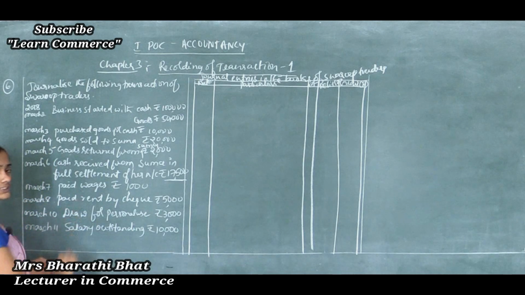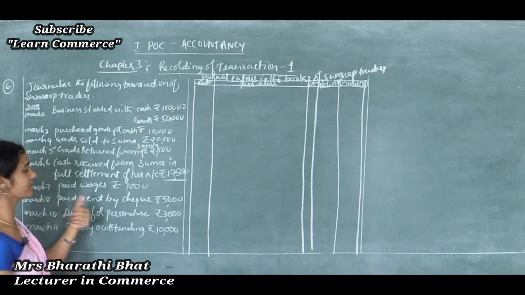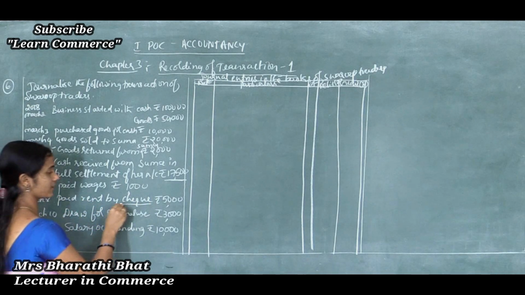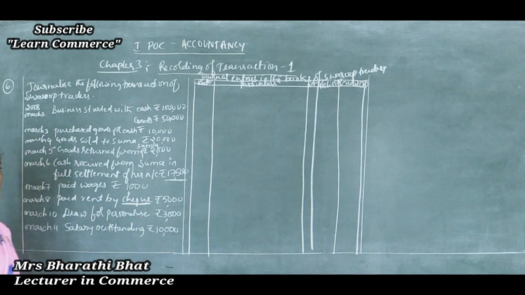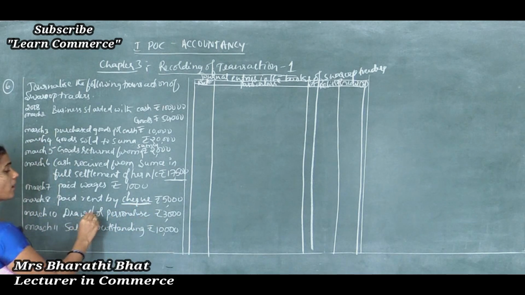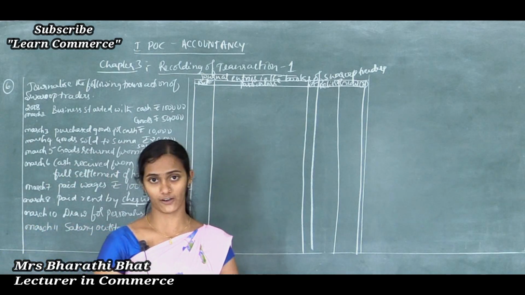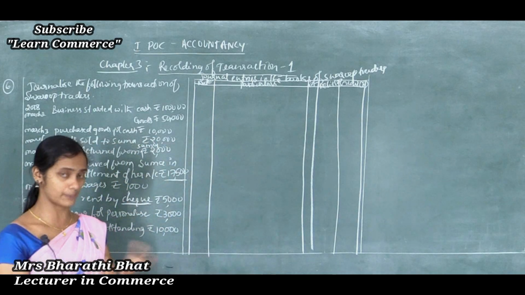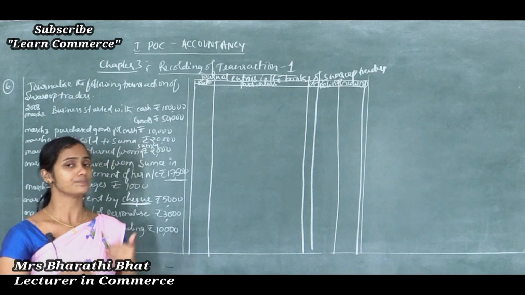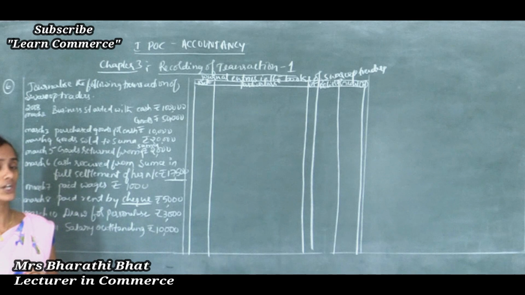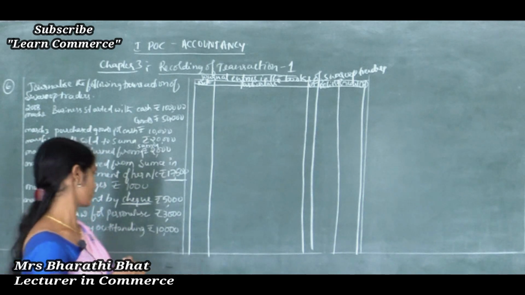And paid wages in cash. Paid rent by cheque, here by cheque, so rent and bank account. Drawings for personal use: if the owner of the business withdraws any amount from the business organization for his personal use, then it is considered drawings. So drawings and cash account.